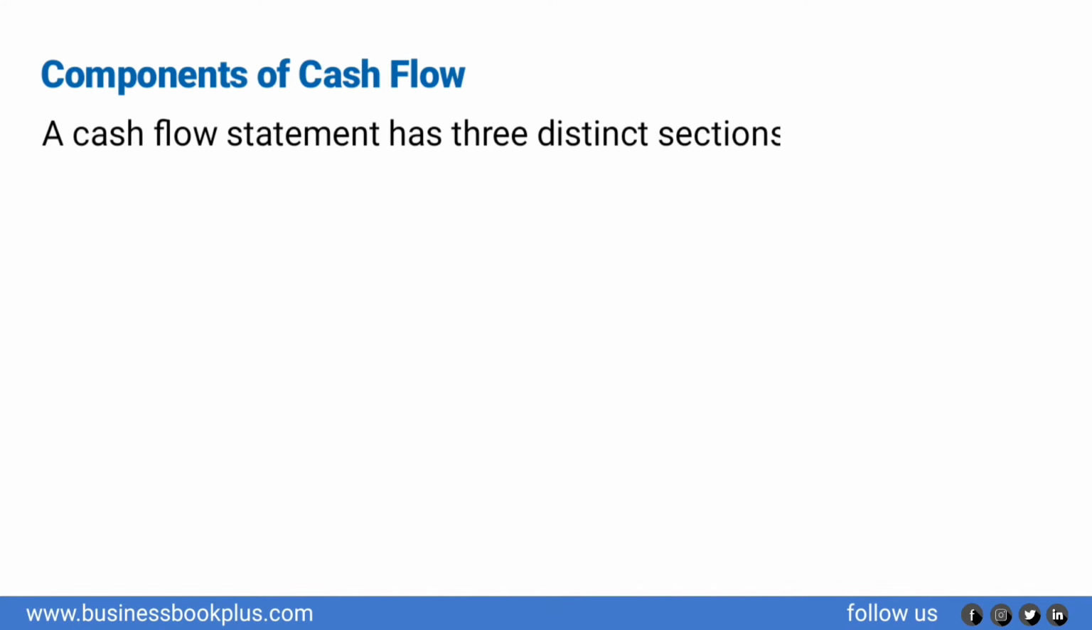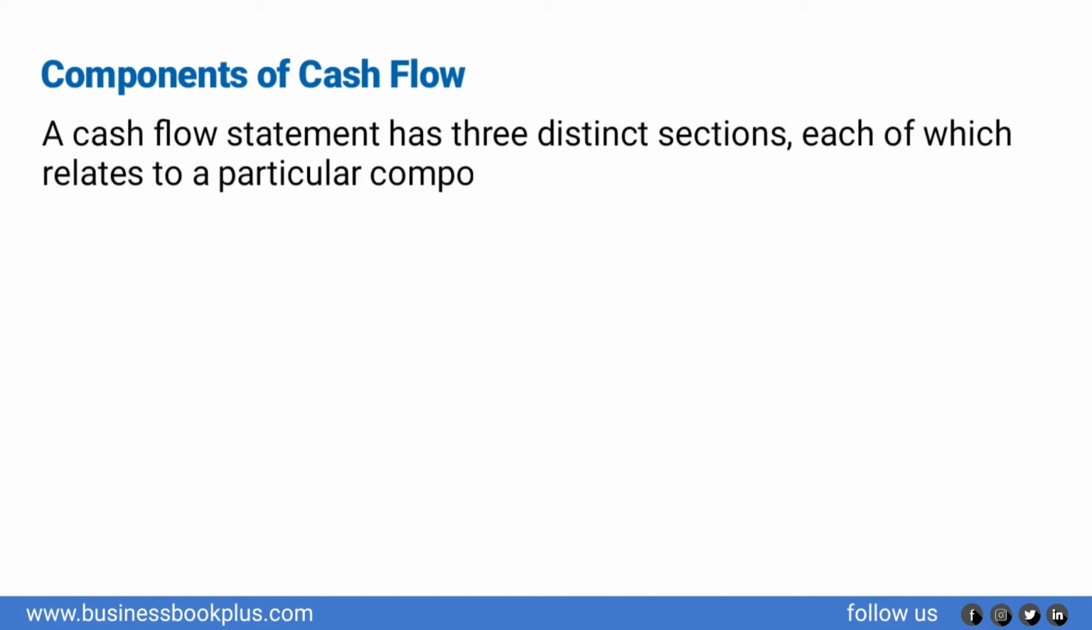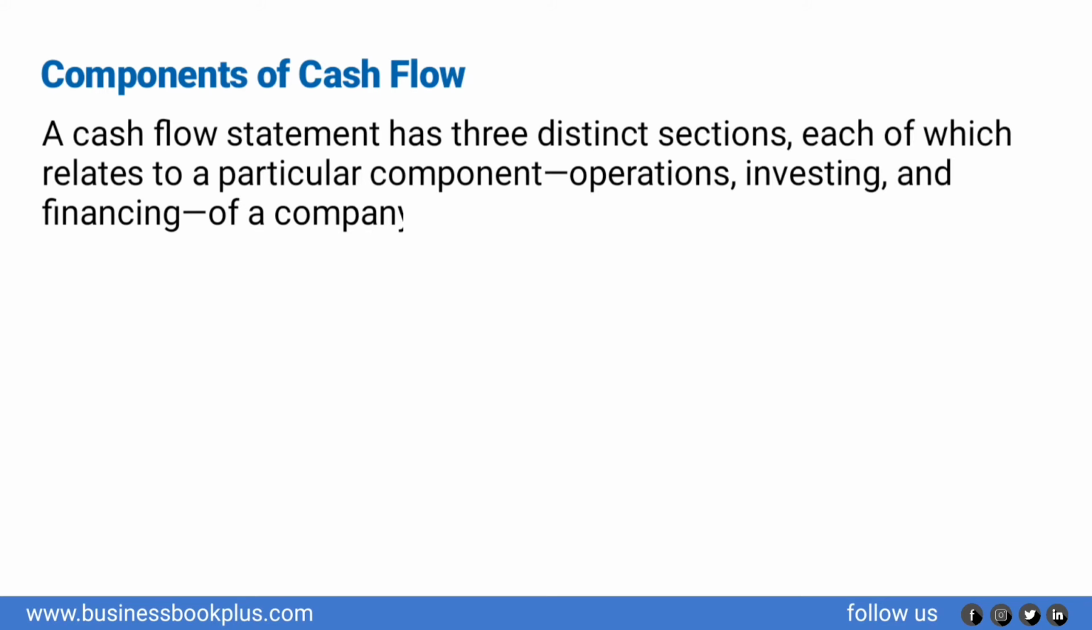Components of cash flow. A cash flow statement has three distinct sections, each of which relates to a particular component, that is operations, investing, and financing of a company's business activities.